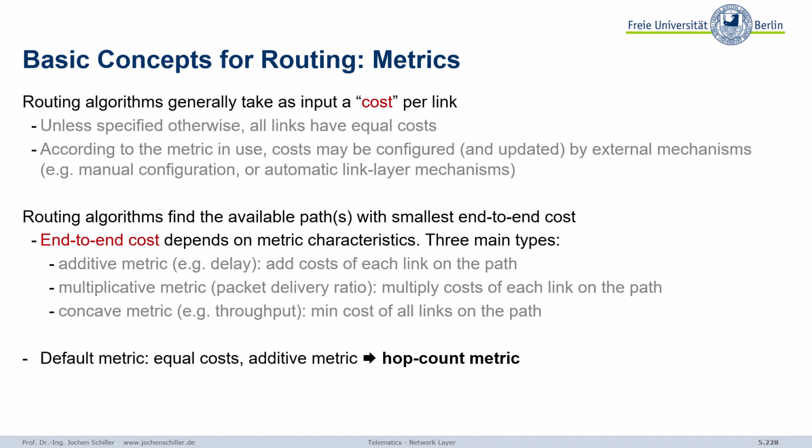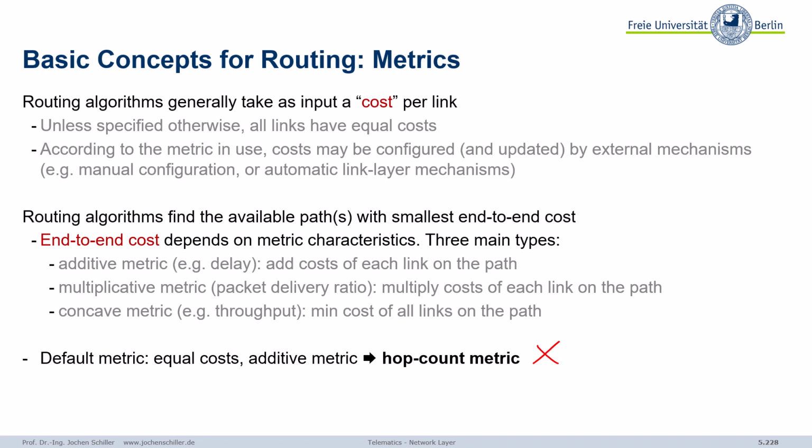So what is the default? By default, we simply say costs are equal and we add the hops. So hop count, that's typically what we do if we don't do anything else. That's the simplest one. We can always add some other metric on top of this.